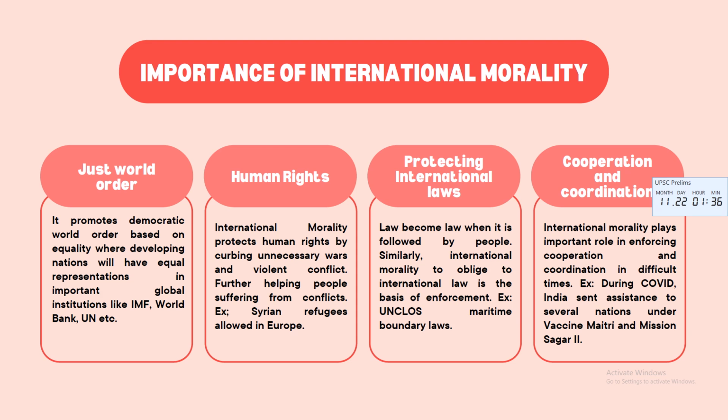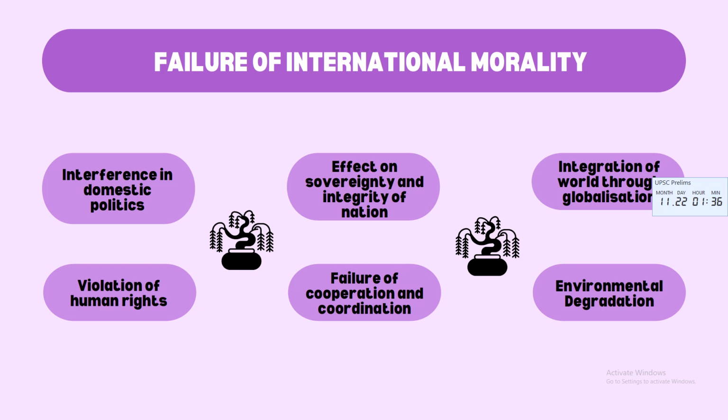Cooperation and coordination. International morality plays a vital role in enforcing cooperation and coordination in difficult times. Like during COVID, India sent assistance to several nations under Vaccine Maitri and Mission Sagar too. That's something India brought into consideration. Now we look into the failure of international morality.